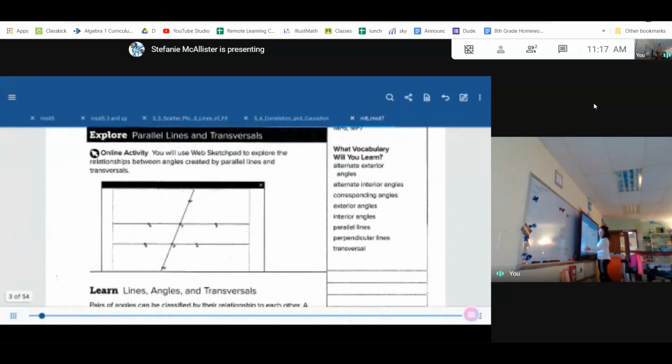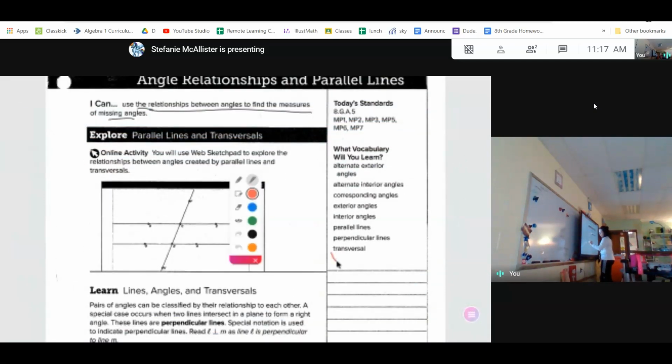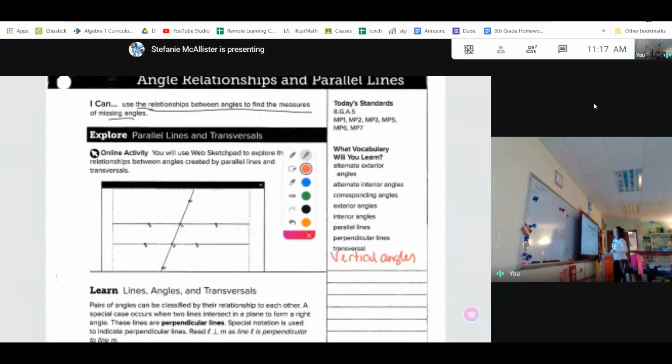Here are the vocabulary words you'll need to learn. I want you to add to this list vertical angles. All right, what angle is a bow tie angle? Let's take a look at some of these angles we'll talk about right now. We're going to learn about alternate exterior, alternate interior, corresponding, exterior, interior, parallel. Oh my gosh, so much stuff.